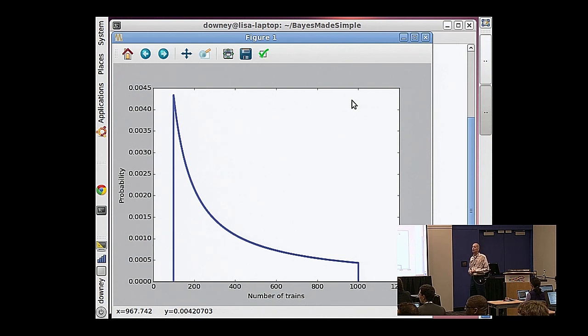Yes? This graph would not change for any value under 100, correct? Good. All right. Good questions. Thank you.